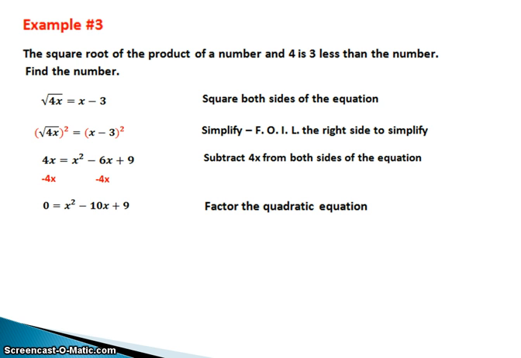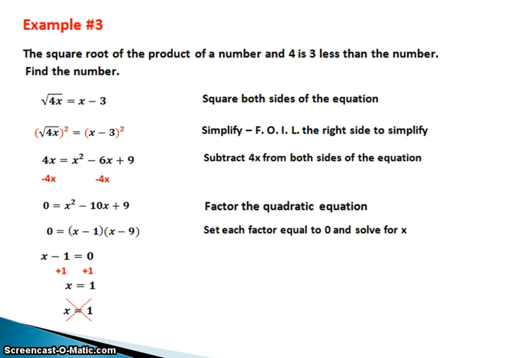Now, this is fairly straightforward. I need to find two numbers that, when you multiply them, equal positive 9, but when I add them are equal to negative 10. Those two numbers are going to end up being negative 1 and negative 9. So I'm going to use those to write my factors. But I'm not done. I need to solve for x, so I need to take each factor and set it equal to 0 and solve for x.